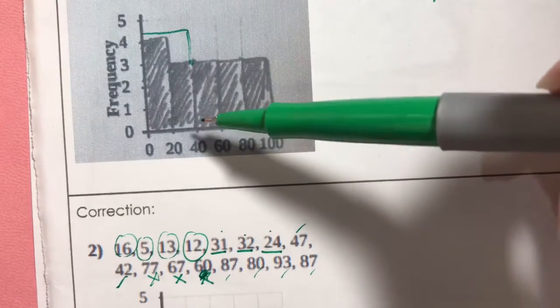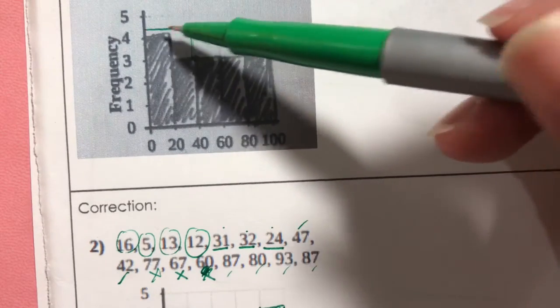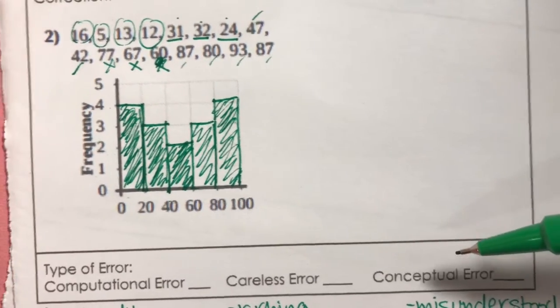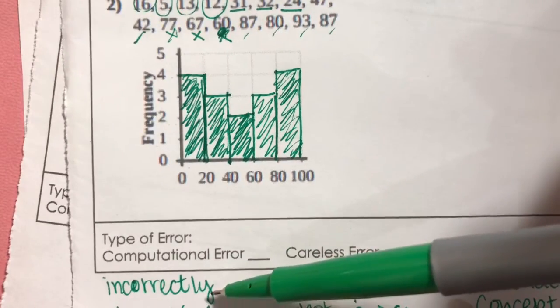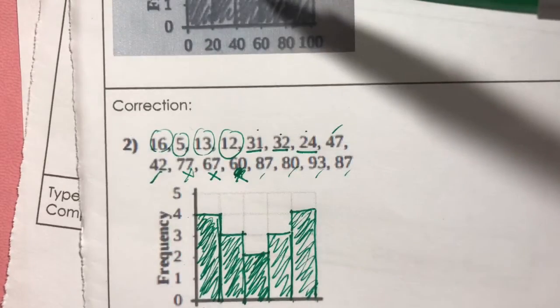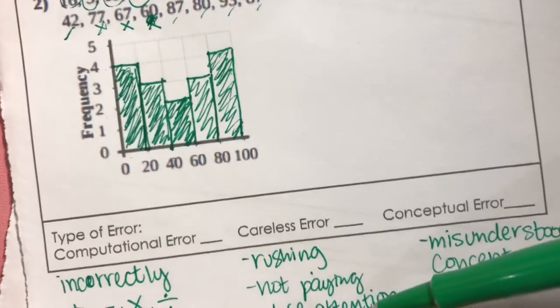So if you look at this, it looks like this person actually knew what they were doing and they knew how to create a histogram. So it doesn't look like it's a conceptual error. I wouldn't say it's a computational error because there wasn't necessarily any adding or subtracting or dividing or multiplying involved in here. Now, would I say it's a careless error?